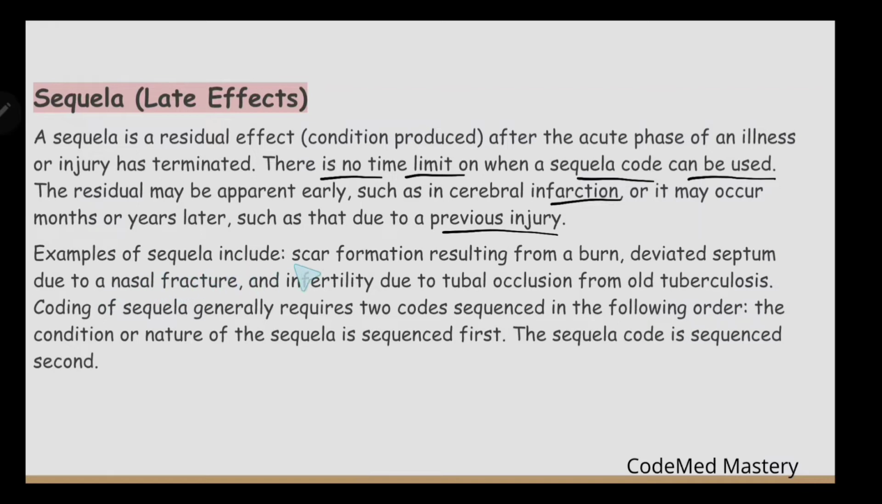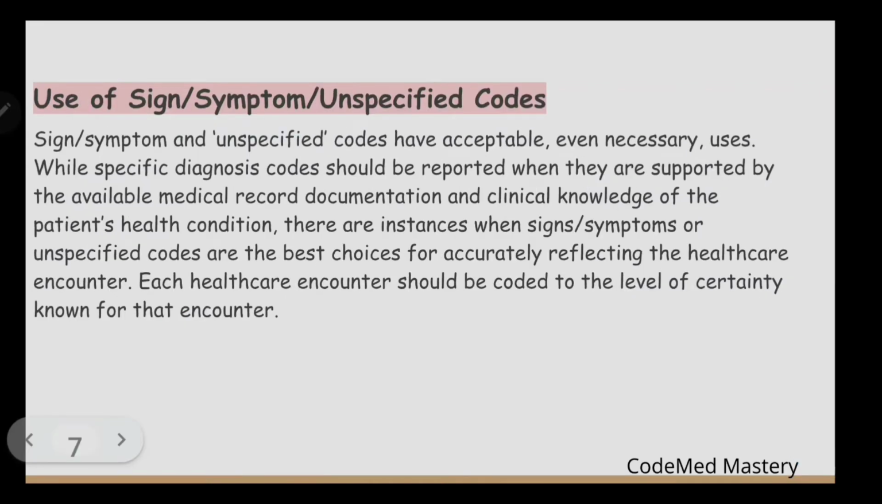Examples of sequela include scar formation resulting from a burn, deviated septum due to nasal fracture, and infertility due to tubal occlusion from old tuberculosis. Therefore, coding of sequela requires 2 codes sequenced in the following order. That is, the condition or nature of the sequela will be sequenced first and the sequela code is sequenced second. So first we have to code the condition or nature of the sequela and second we have to use the sequela code.